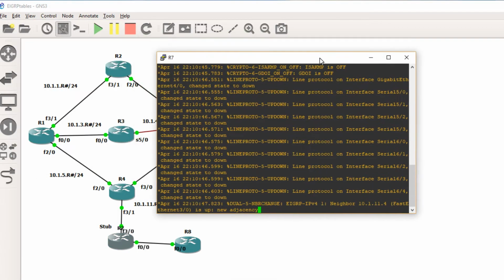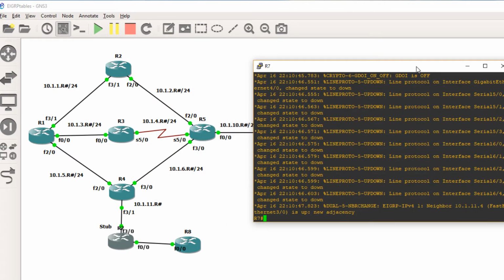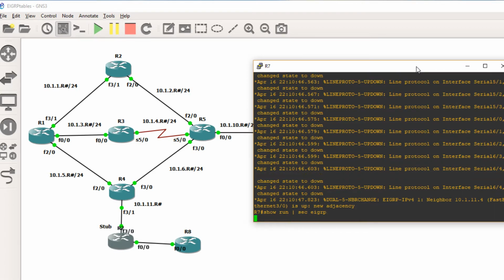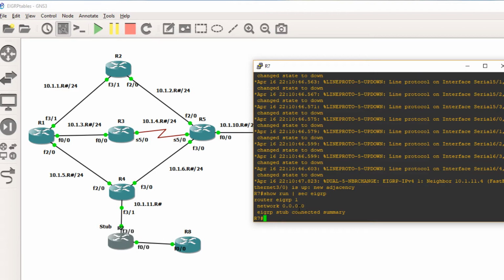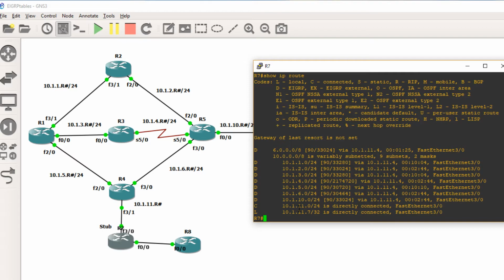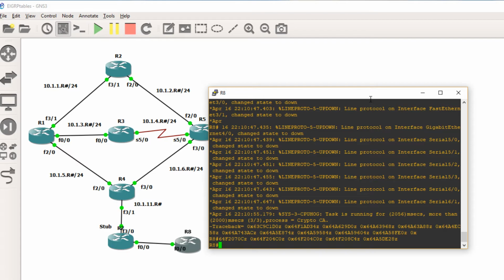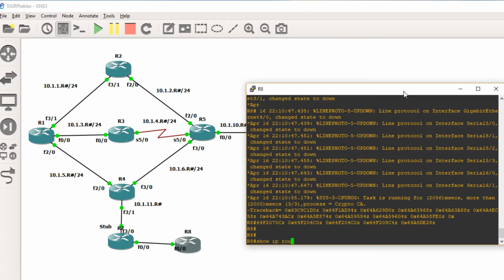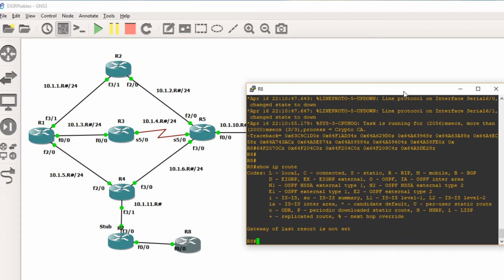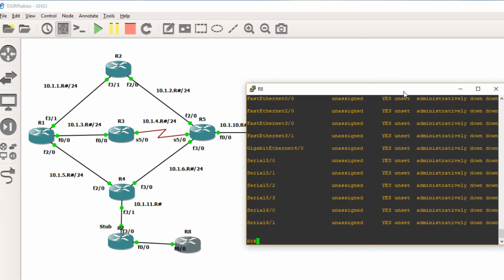So let's see what the stub router sees. This router 7 is a stub. Let's verify that. EIGRP stub. So although it doesn't advertise anything but connected and summary addresses, it's going to get all the addresses from FastEthernet 3/1 from router 4 and know about this whole domain. But what it's not going to do is propagate that. So from router 8's perspective, problem here. As I thought, this wasn't saved.